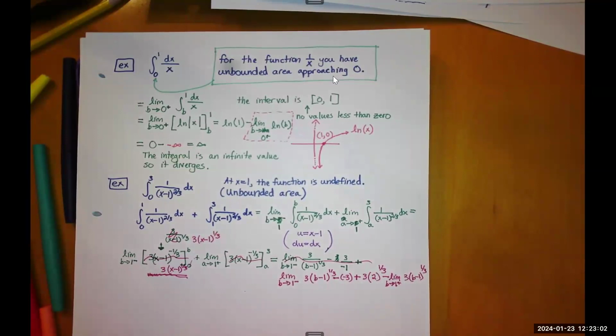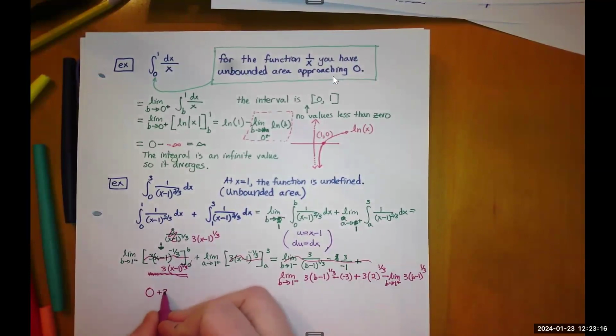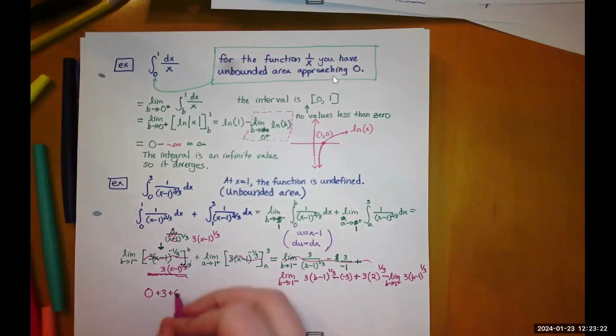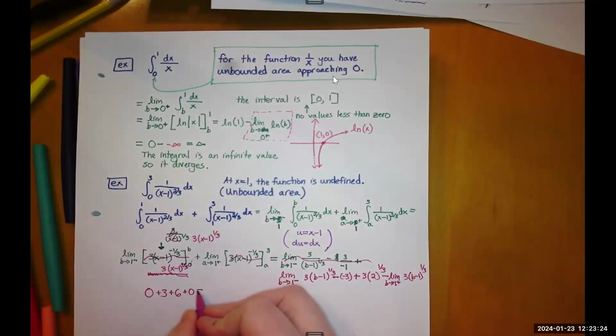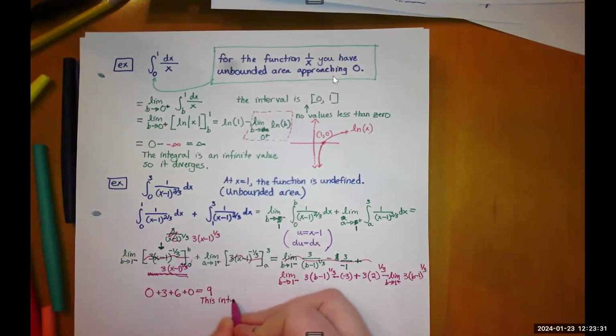We do have an easier analysis to perform though, because we can evaluate both limit statements with substitution. Both of them are 0. So I have 0 for the first term, plus 3 for the second term, for the third term 6, and for the final term 0. So I have 9. That means that this integral converges.